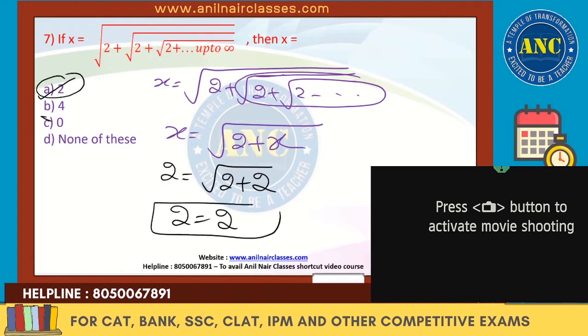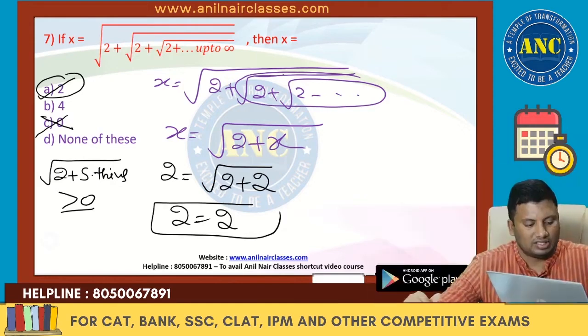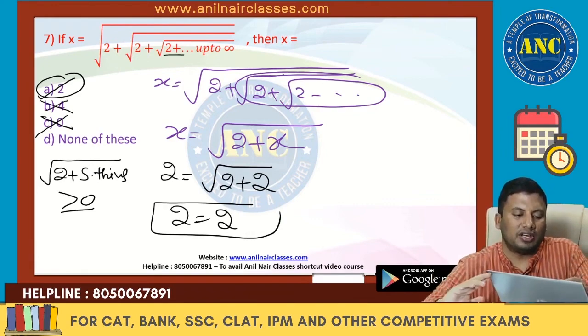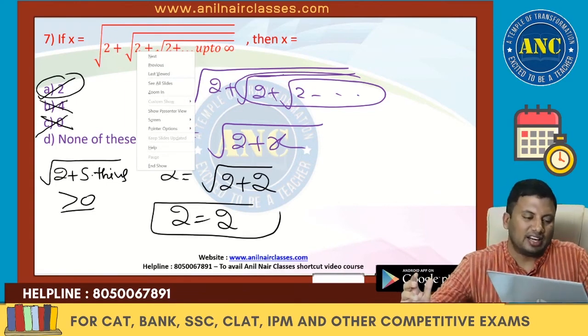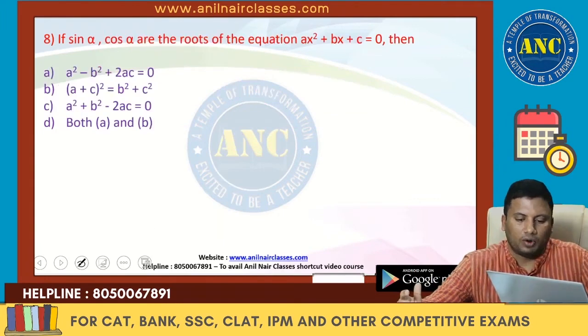Satisfied. It cannot be 0. Why can it not be 0? It is clearly showing that it is root of 2 plus something, so the answer has to be greater than 0. I hope it is clear. The seventh one, it cannot be 4. If you do approximation, 1.4, 3.4, root 3, it is less than 4, right? You are getting it. I hope it is clear.